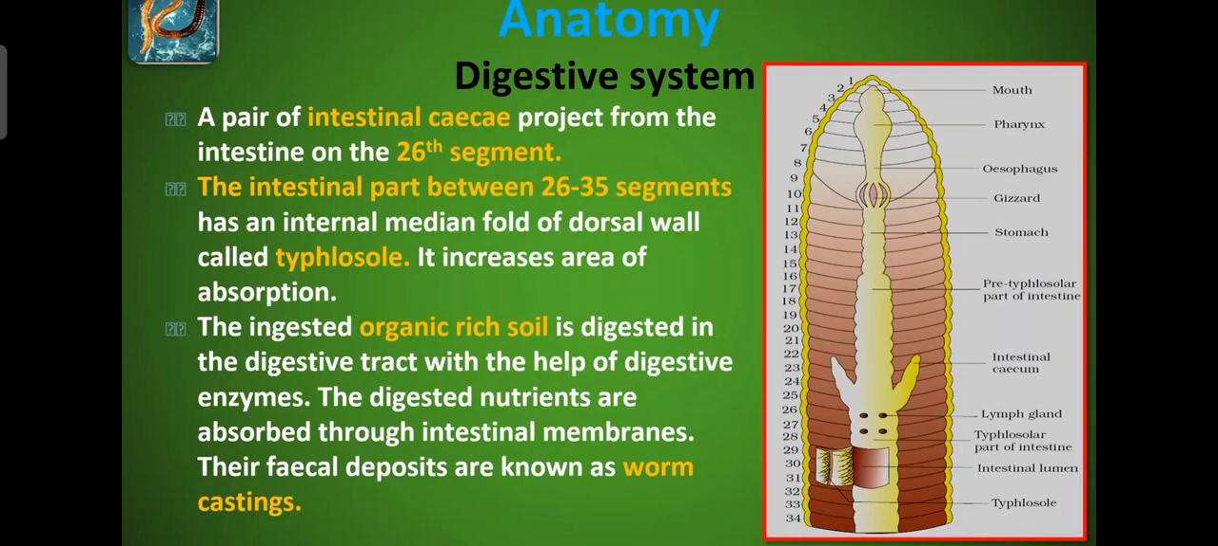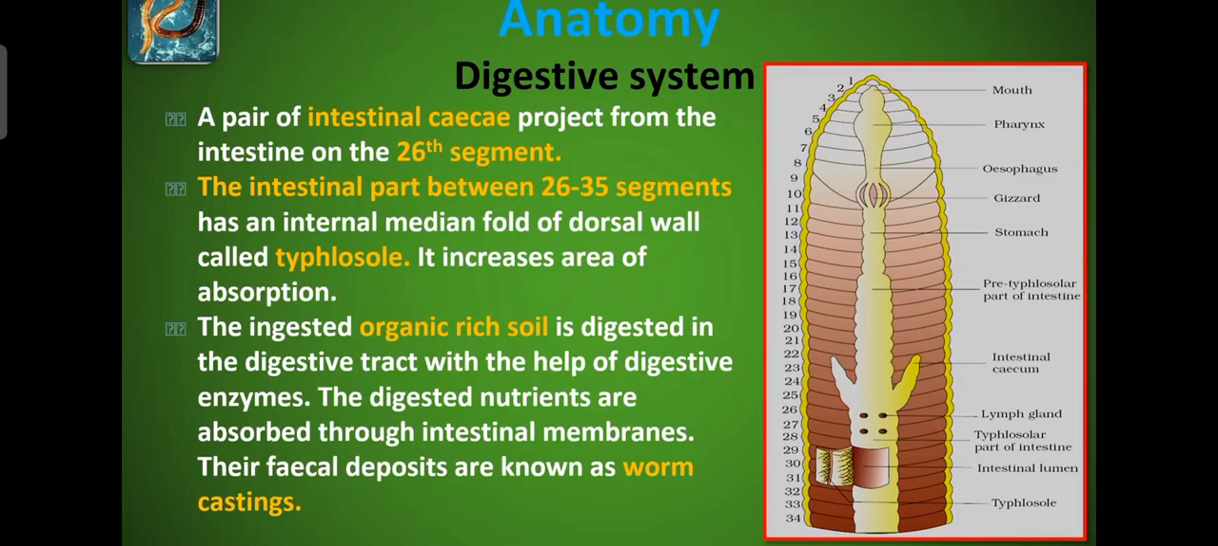The ingested organic-rich soil is digested in the digestive tract with the help of digestive enzymes. So whatever organic-rich soil they are taking inside as food is digested with the help of the digestive enzymes. The digested nutrients are absorbed through intestinal membranes. These intestinal membranes absorb the digested food. Then the fecal deposits are known as worm castings, and whatever undigested food is there is removed through the anus, and those fecal deposits are called worm castings.